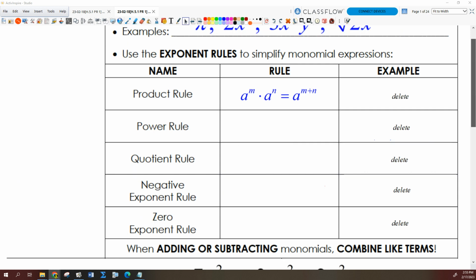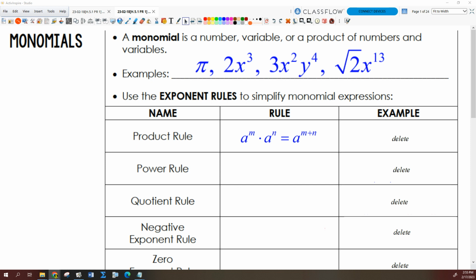So here are some examples of monomials. Pi, that's a monomial. It's just a number, right? A positive constant, or it doesn't have to even be positive, just a real number constant. 2x cubed. There's a monomial.